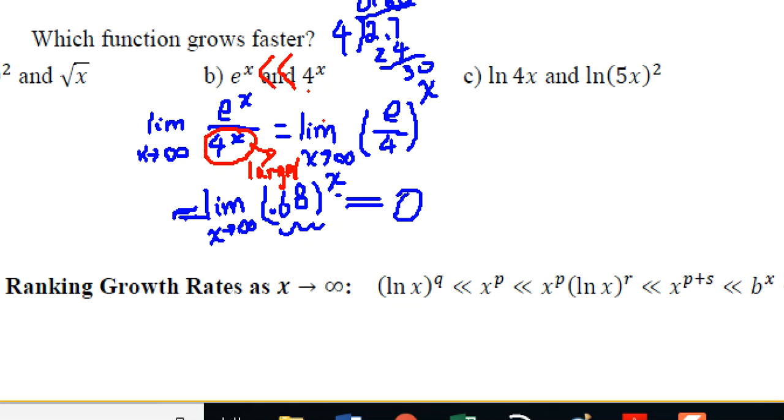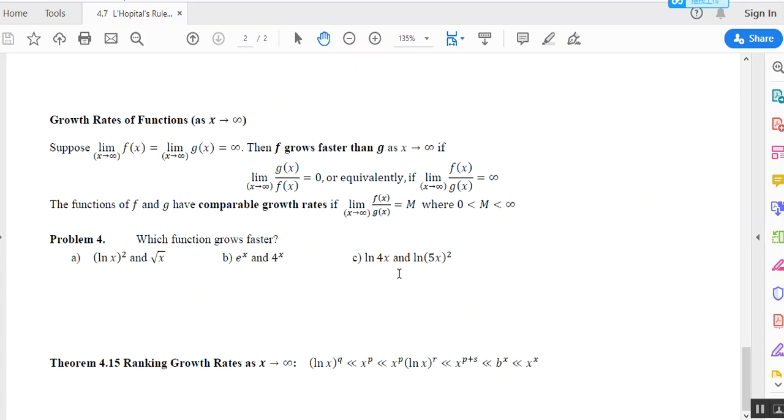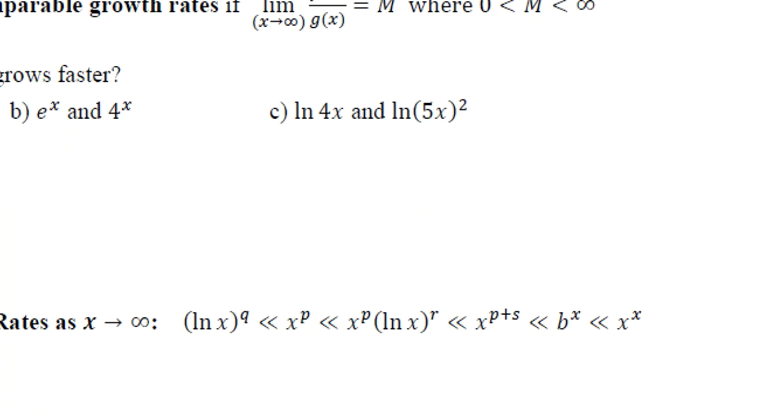Even though they're both exponential and both growing pretty fast, 4 to the x is growing much faster. Please note this is different from the previous one that I discussed, like 2x over 3x. There, they're both linear, and the ratio is going to be 2/3. This is a constant, and in this case, we say they're comparable. One doesn't grow significantly faster than the other, but 4 to the x grows much faster than e to the x.